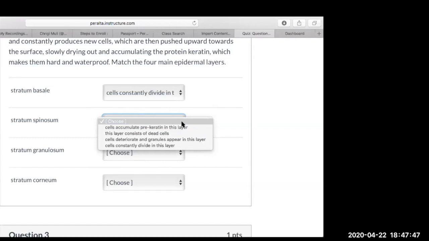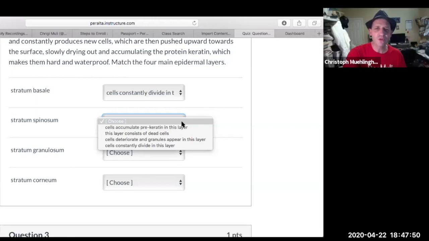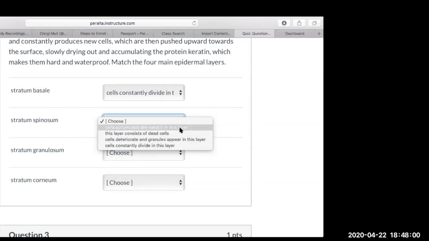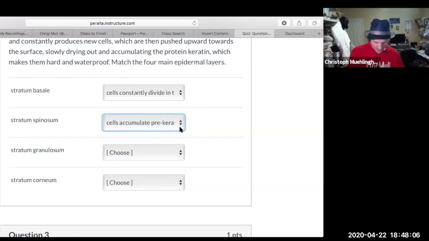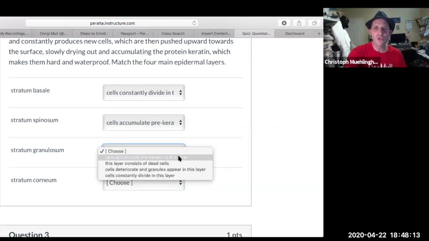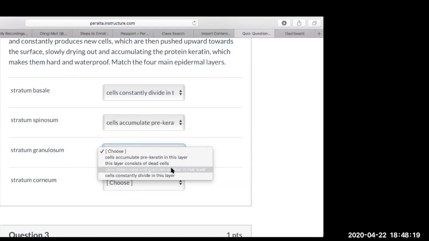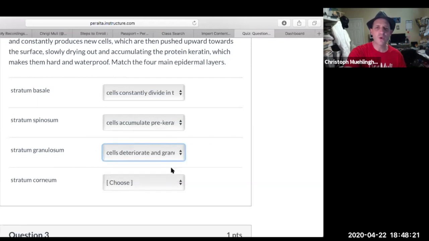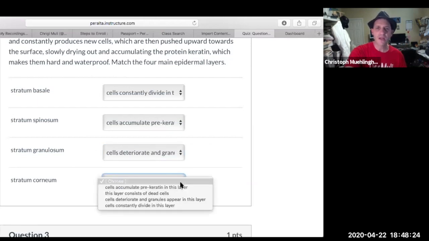Who next? Somebody who hasn't spoken yet. Stratum spinosum. Which one? The first one? The cells accumulate pre-keratin. Yes. Catherine. Right? And then next, if you want to do one more, go for it. The stratum granulosum. The cells deteriorate. There you go. That one looks like granules. Yeah. And then we got the last one.